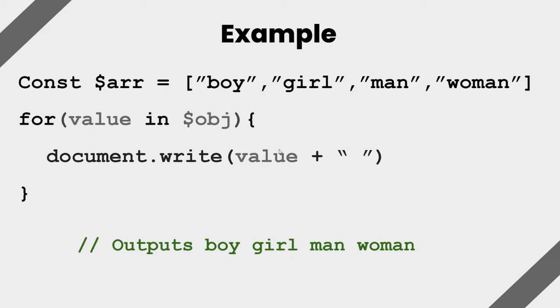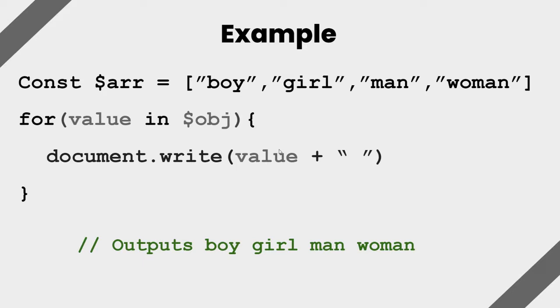Next, we have a brief example of the for of loop, and we have an actual array that I created. So the array name is $ARR, and it has the value of boy, girl, man, woman. So each of these strings are actually elements of the array.